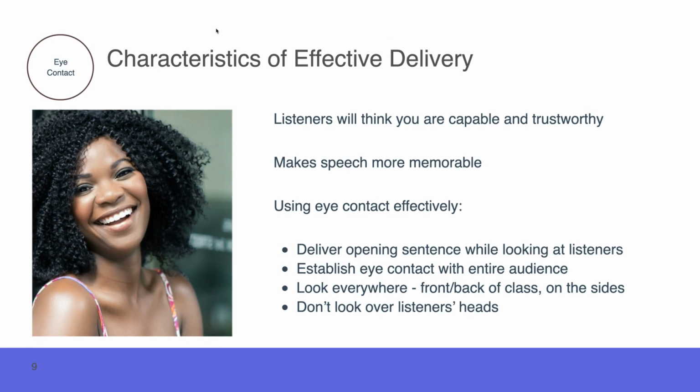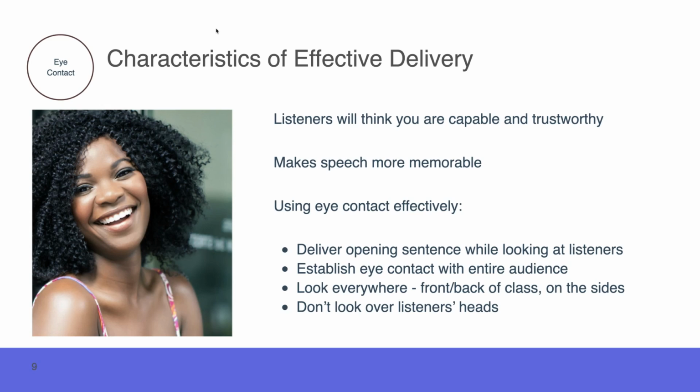Okay, so we have eye contact, right? When you present any information and you look at people, they start to believe that you are a capable, trustworthy person, and they tend to remember the speech a little bit more. So when you are sharing information, please use your eye contact effectively. Look at people right from the beginning of the speech, establish that audience eye contact, look everywhere, right? Don't look at just one person and make them feel weird and awkward, right?